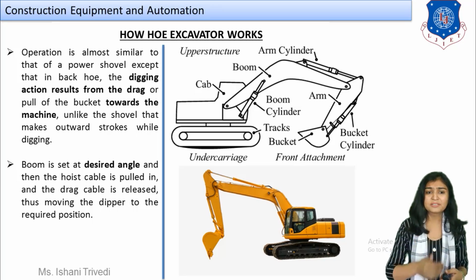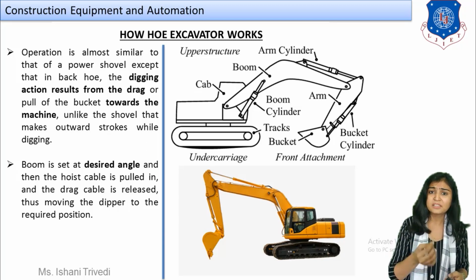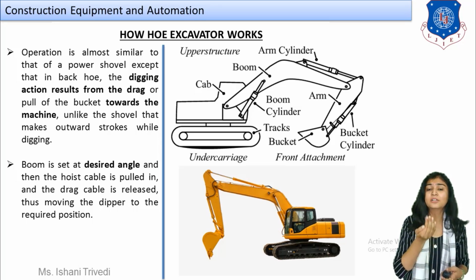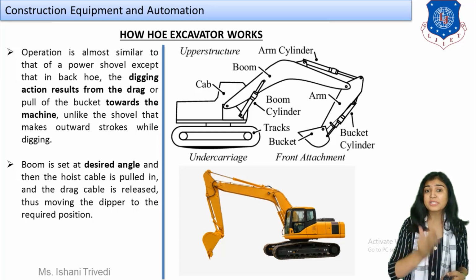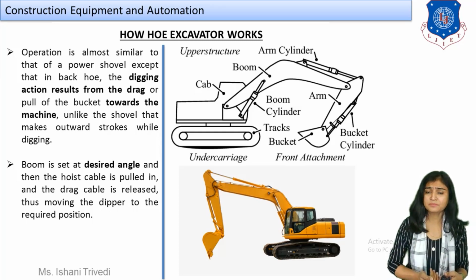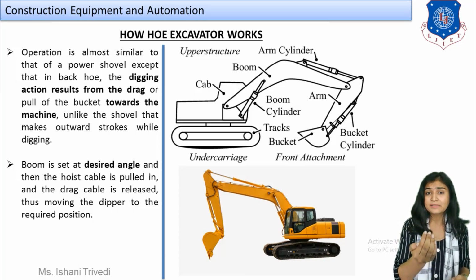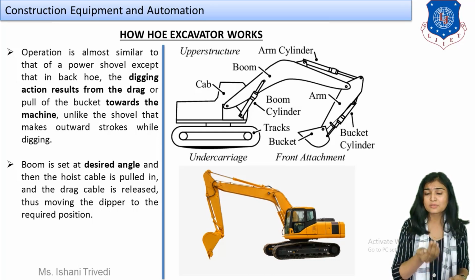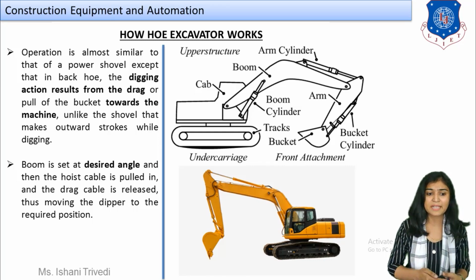So the operation is similar to that of the power shovel which we discussed, but the major difference is in how the digging is done. The digging is done such that your bucket is dragged towards your operating cabin, meaning inward strokes are given to it, just as in the case of a drag line. In the drag line also you are providing a drag pull force, and because of that the teeth dig the soil and collect the soil into the bucket. This is how your hoe excavator works.